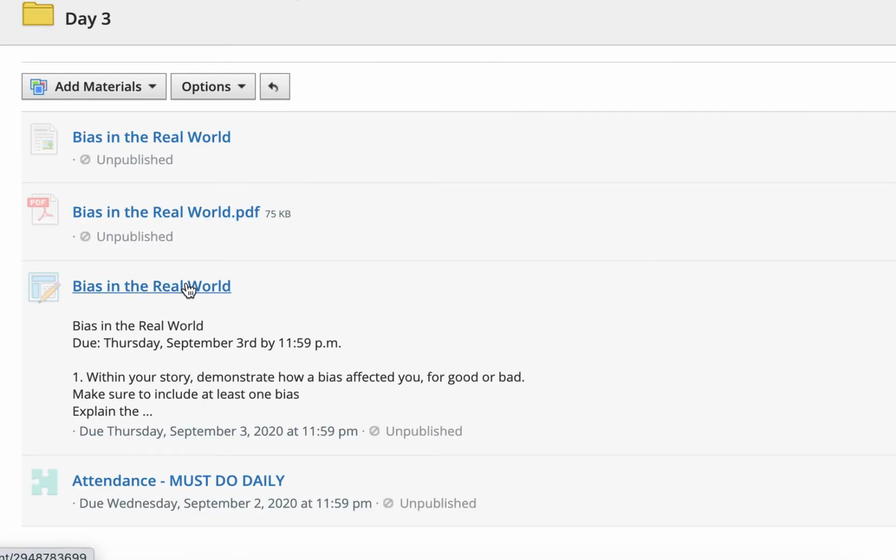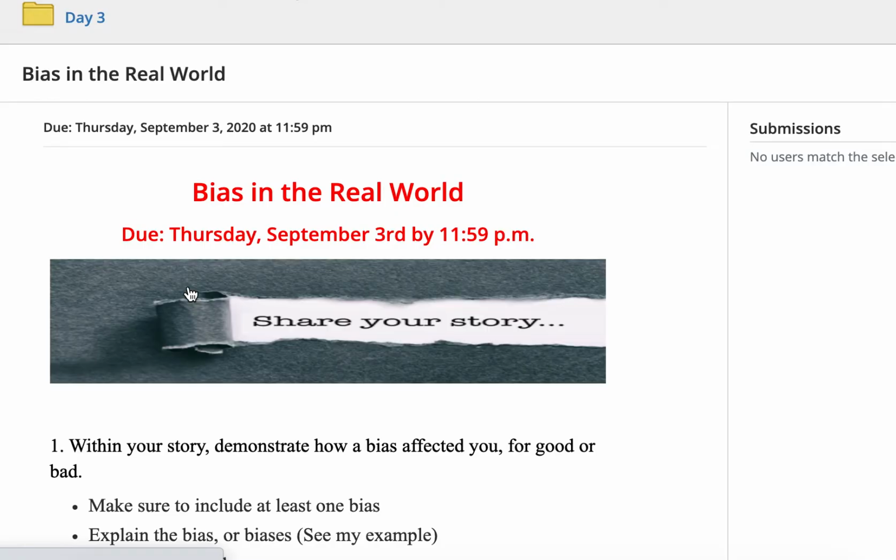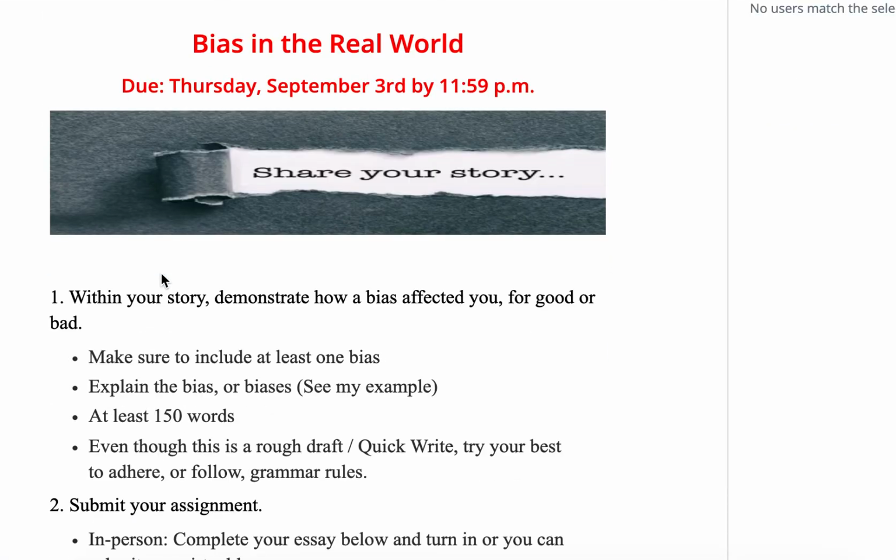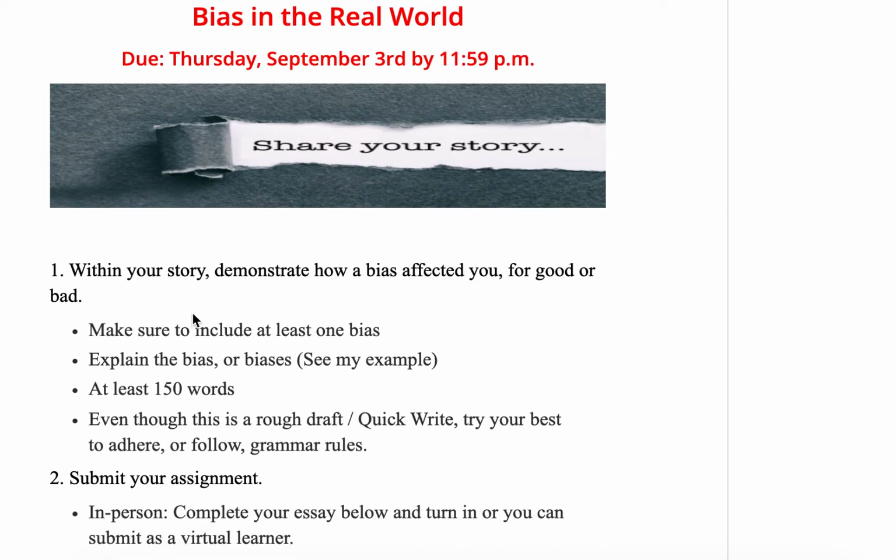So here is the assignment. Here's the PDF version of my story if you do need it and you'd like to mark it up or do whatever. But here's the assignment, Bias in the Real World. So within your story, you're going to demonstrate how a bias affected you for good or bad, because sometimes those biases work in your advantage. So you're going to make sure to include at least one bias. You're going to explain the bias or biases and see my example on the Schoology page.